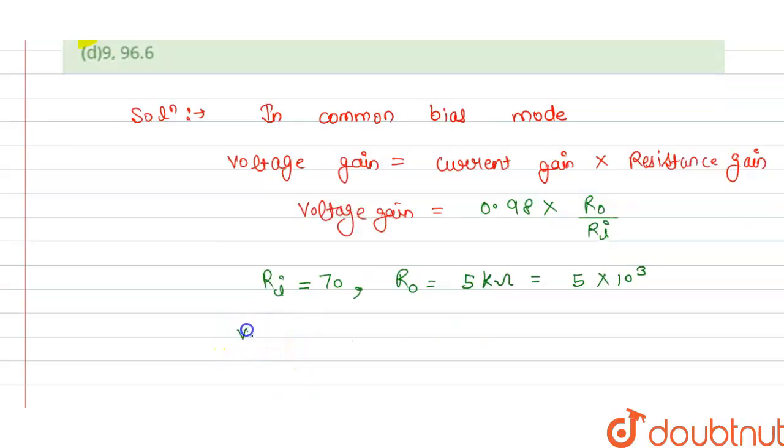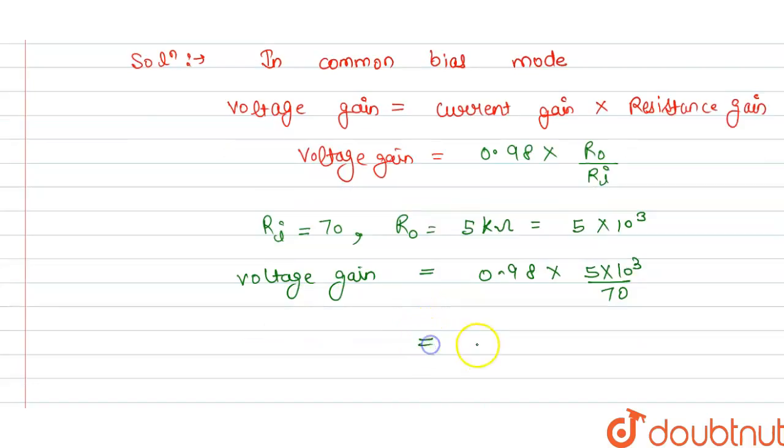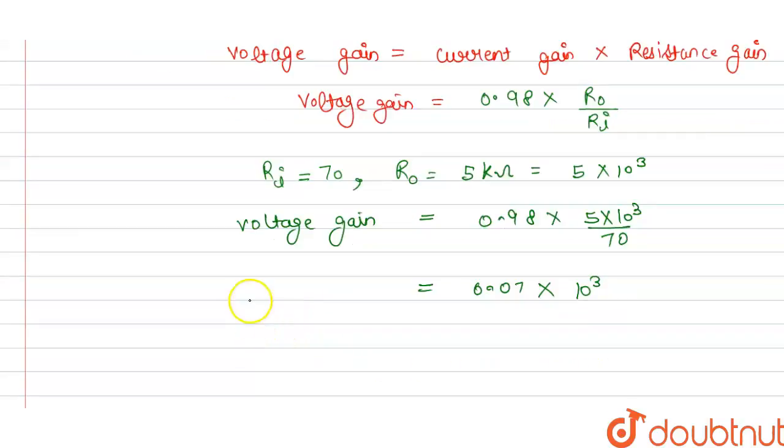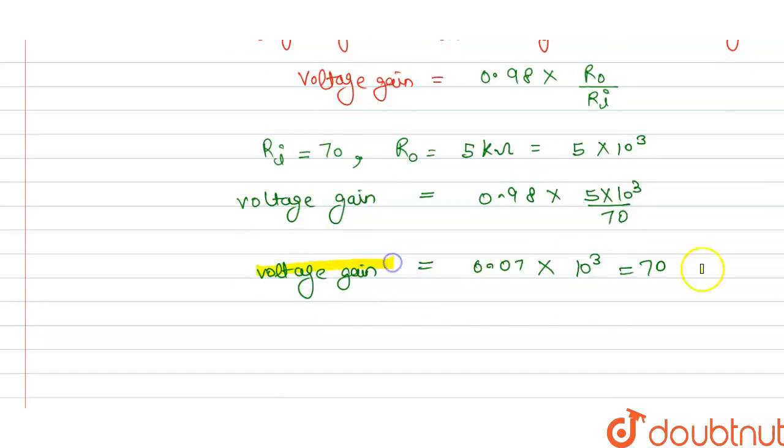So if we put the value here, we get voltage gain is equal to 0.98 times the output resistance, 5 into 10 power 3, divided by 70. Here 7 into 0, that is 70. From this we get 0.07 into 10 power 3. So we get voltage gain is equal to 70. So this is our voltage gain.